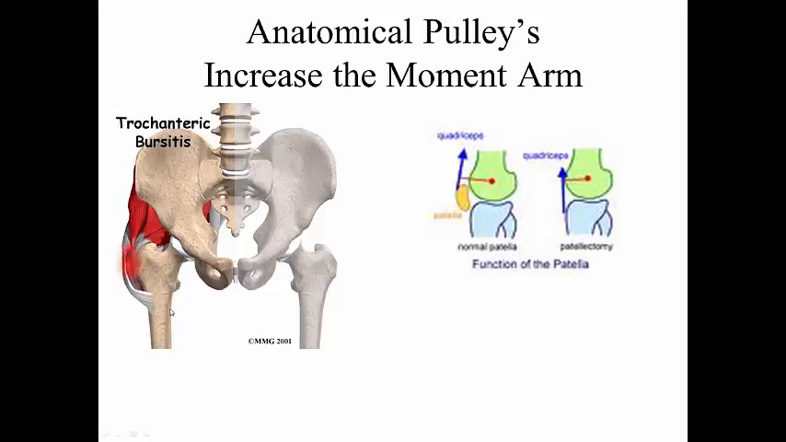Another anatomical pulley, or a bony prominence that increases the moment arm, is your greater trochanter. It is greater, lots of muscles pulling on it, and so it extends these abductor muscles further away from the center of hip rotation, which increases the torque production. Some people are really strong with having huge muscles because they have very, very good moment arms.